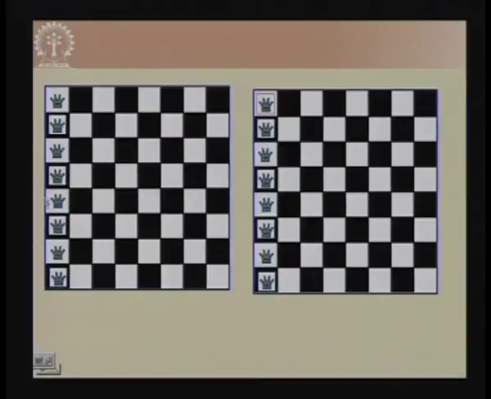So, this is the initial state. Now, the possible operators are, we can take this queen and move it to another column. So, this particular queen we can move to any of these 7 columns, or we can take this queen and move it to one of these 7 columns. So, these are the possible successor states.